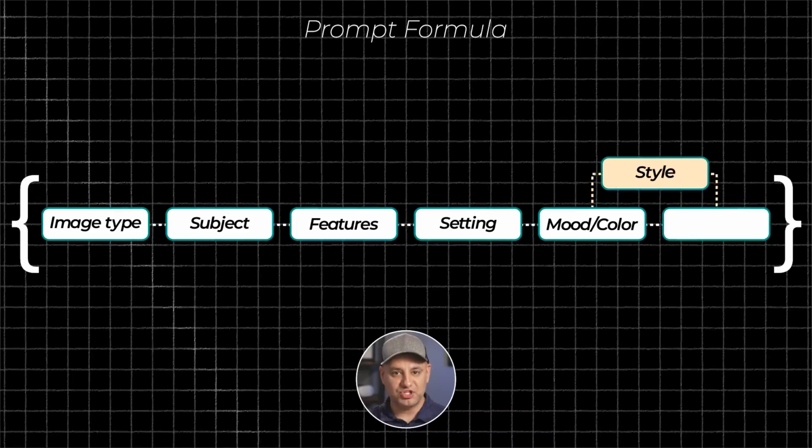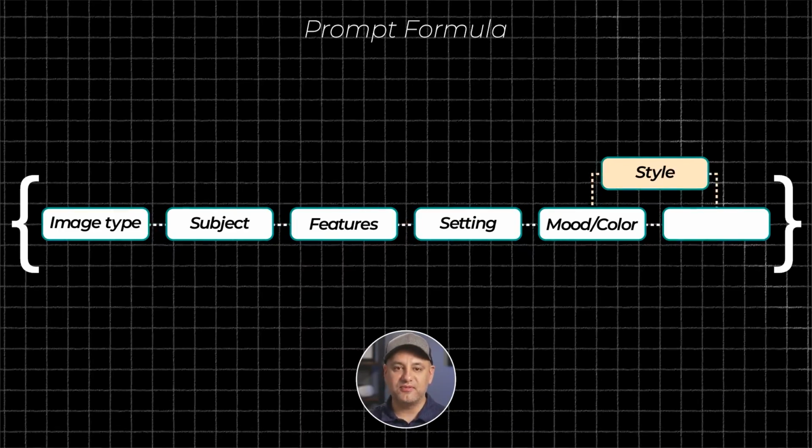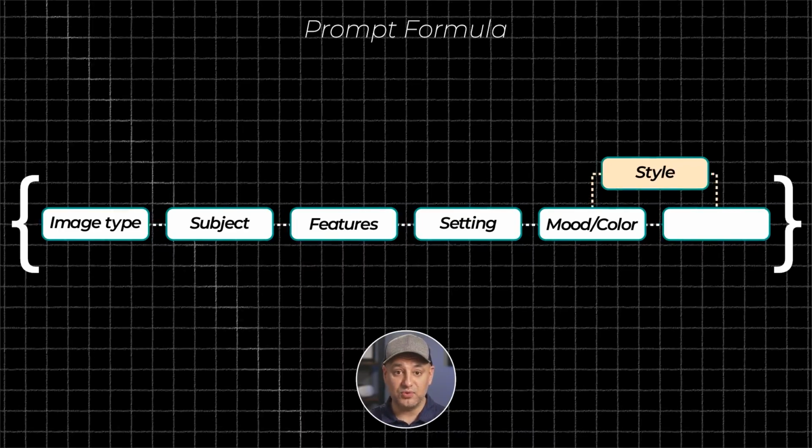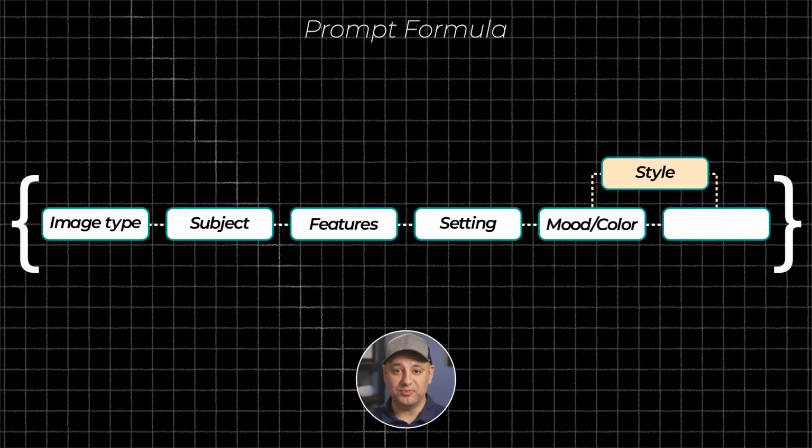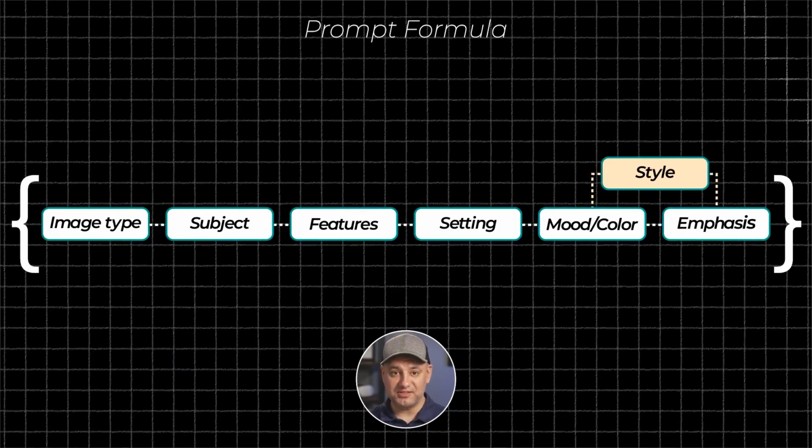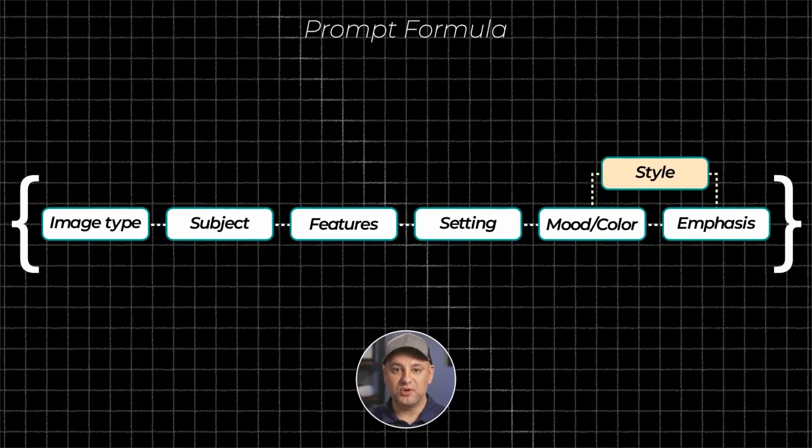And then we have style, which is optional, but you could describe a very specific artist style and it's going to do its best to follow that. And we looked at Van Gogh for an example before. And then we want to emphasize something. So remember, if you want a very specific thing to really stand out in your image, you really want to mention that in your prompt so it could actually pop.